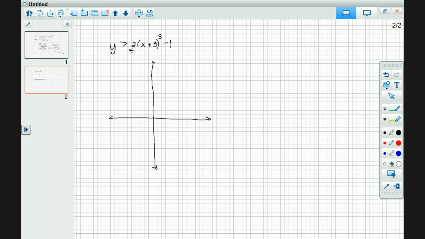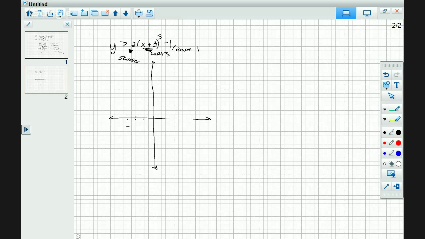What does the 2 do? Yeah, it makes it go up fast. Is it skinnier or wider? Yeah, it's skinnier. It goes up faster. Remember, it's kind of counterintuitive on the skinnier, wider thing. And then here we're going left 3 and down 1, right? Left 3 and down 1.